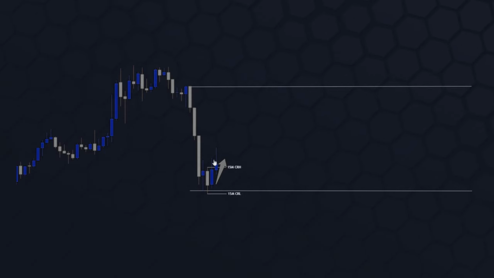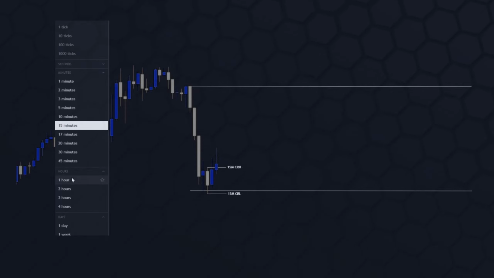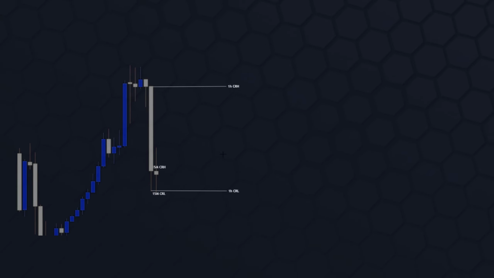candle's high. If we zoom out to the 1-hour time frame, we can see that the price has swept the 2 p.m.